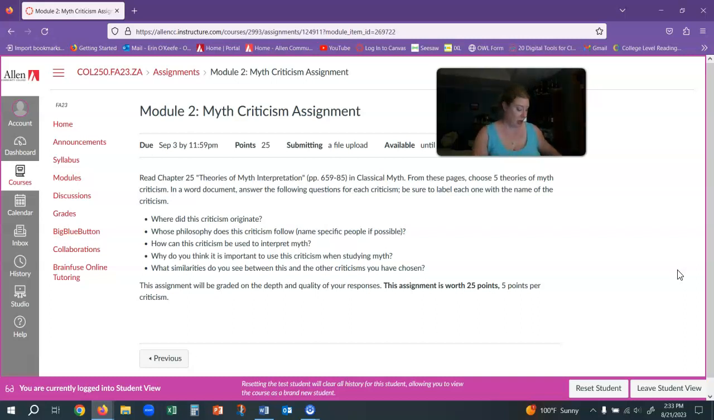Some of them are offshoots of other types of criticism. There might be an actual person who created the criticism. Then again, it might have come out of a philosophy or a theory that was common for that time period. So you want to give us names if possible, time periods if possible, and then how it is used to interpret myths.